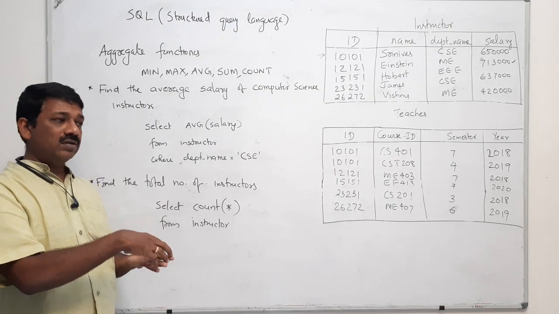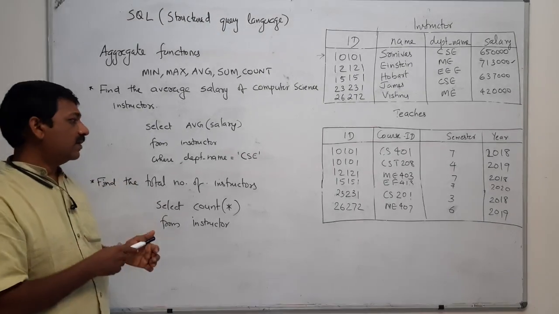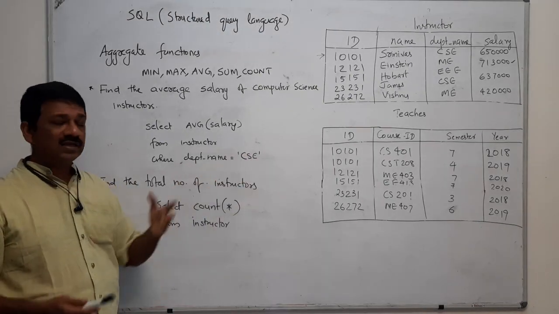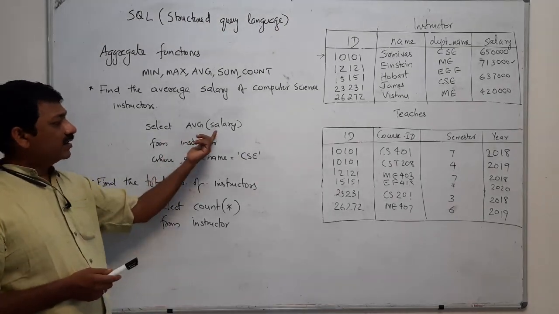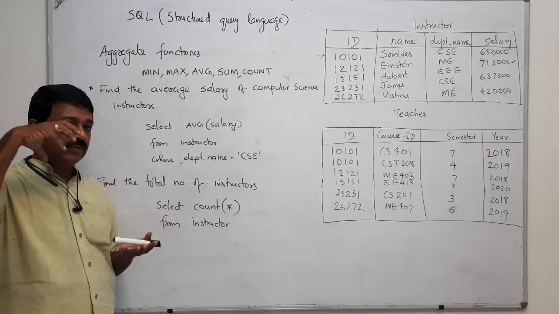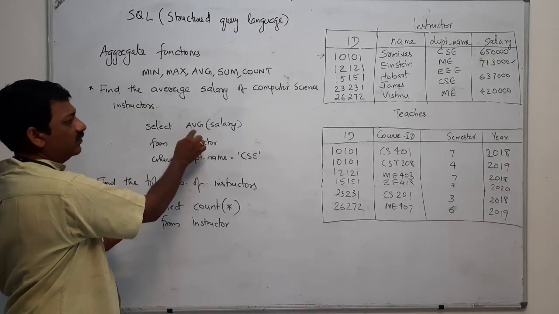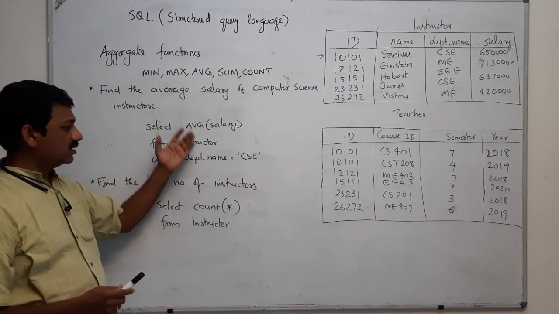Then all the information, all the tuples where department name equal to CSE, is retrieved, and among that, the average of salary. From that table, you are going to find the AVG of salary, and that is displayed.